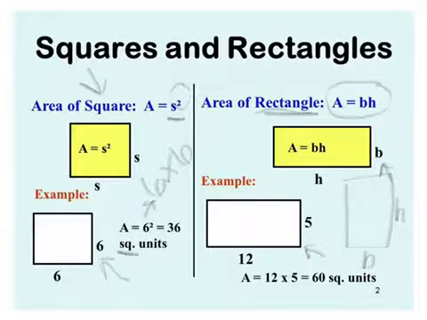So in this example, it's 12 times 5, which you know is 60. And again, we're going to record that in square units. So for squares and rectangles, you can use the equation base times height.